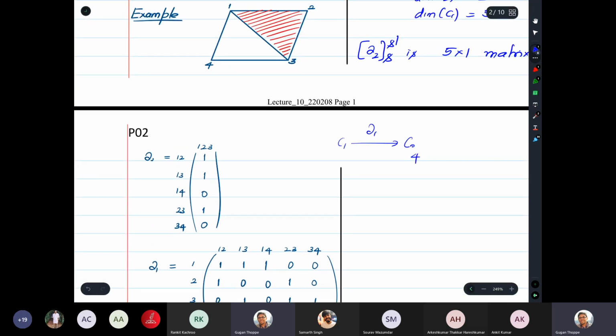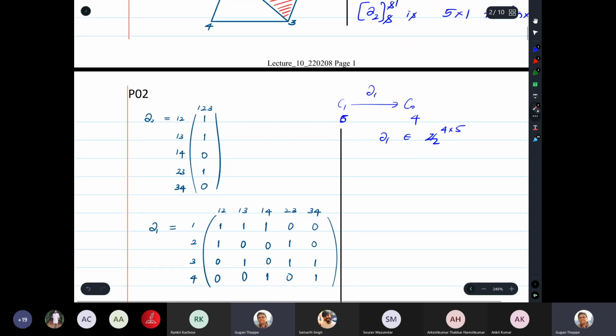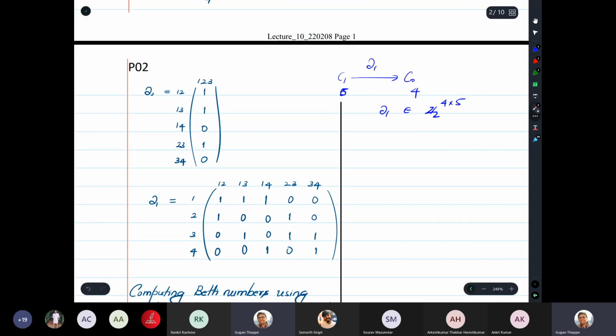So its dimension is 4, whereas the dimension of C1 is 5, right? So hence ∂1 will be in Z2 to the power 4 cross 5. Right, so it will be a 4 cross 5 matrix whose elements come from Z2, right?